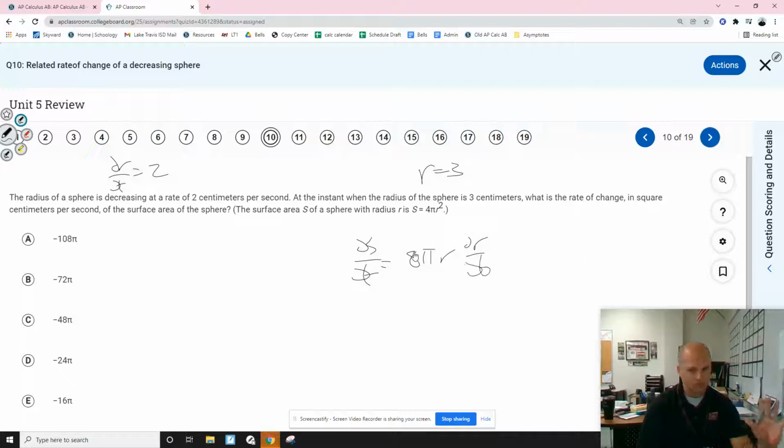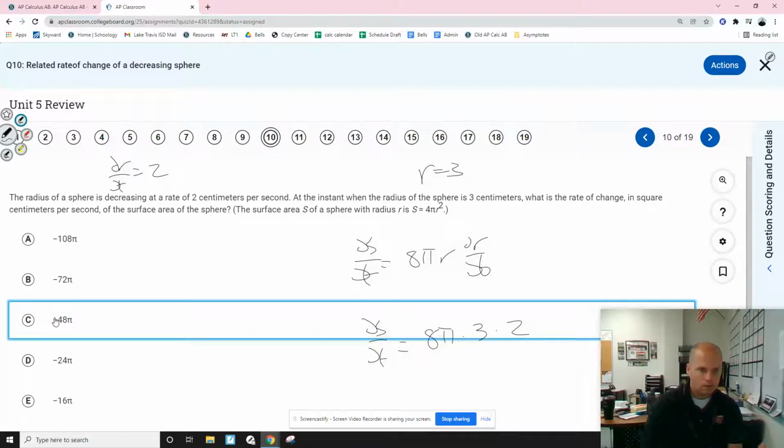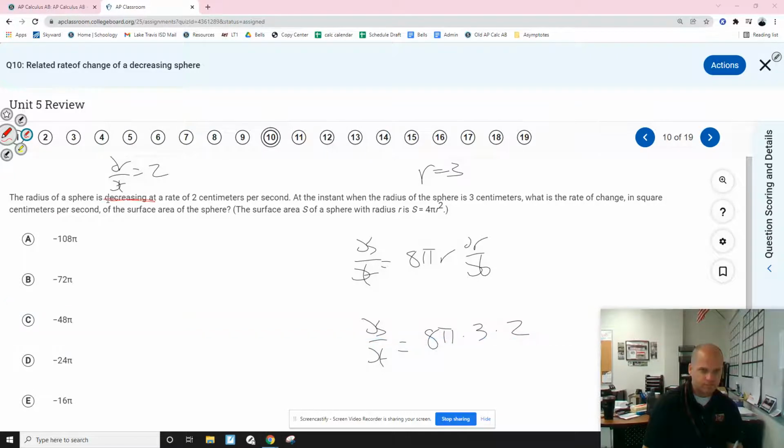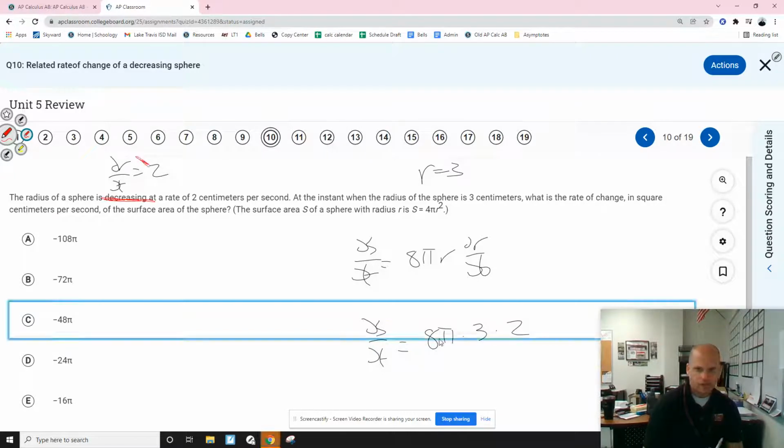I didn't plug anything in for r. R is not always 3. I got dr/dt is 2. I got r is 3. Piece of cake. So 6 times 8 is 48 pi. Oh, sorry. Radius is decreasing. That should be negative.